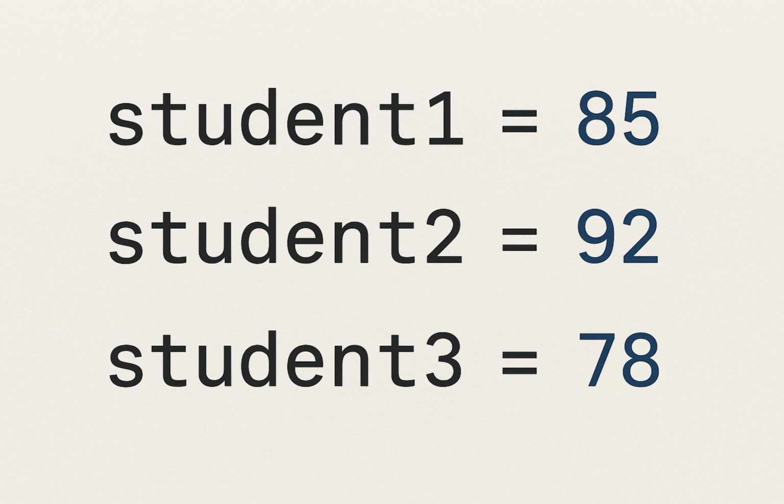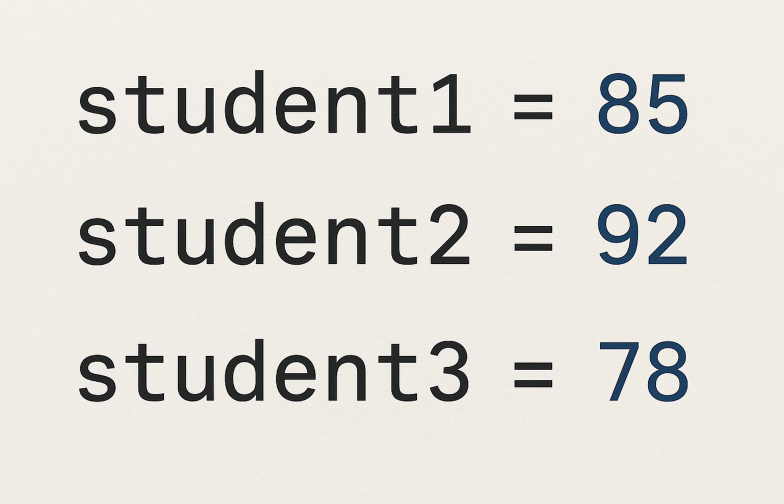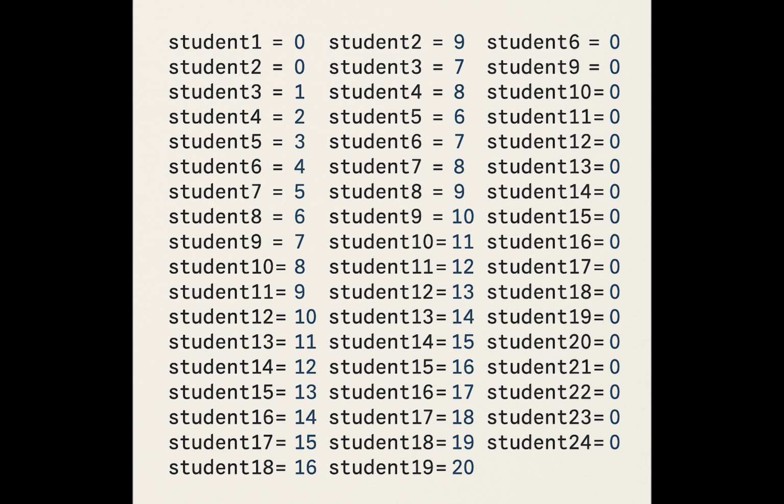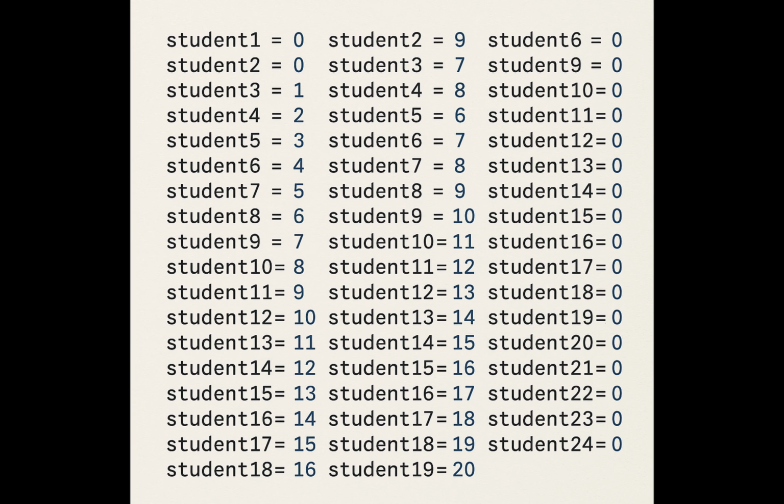If you want to store the marks of 3 students, you can just store it in 3 different variables. But if you want to store marks of 100 students, you don't need to store it in 100 variables. You can just store it in list data type in Python.